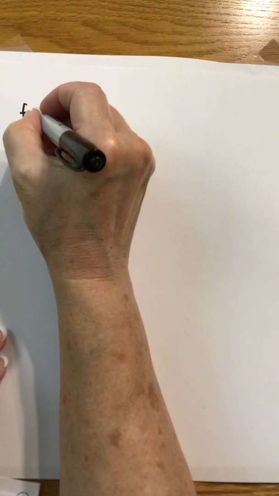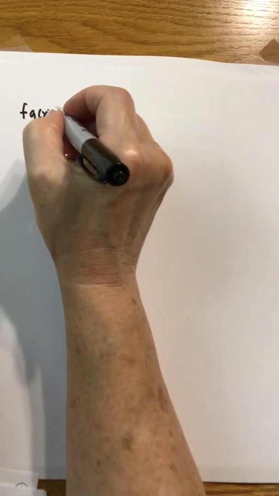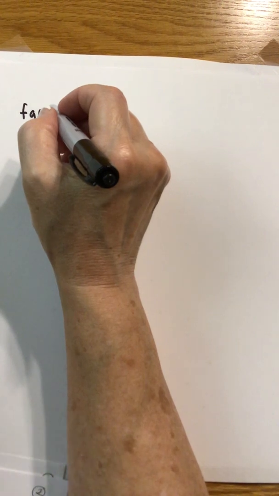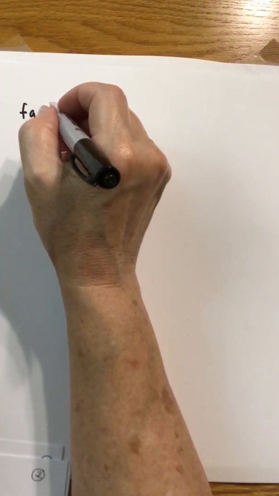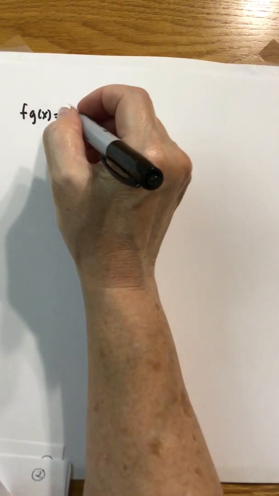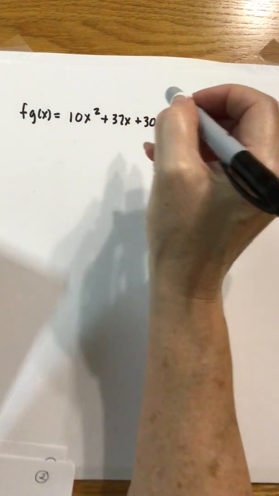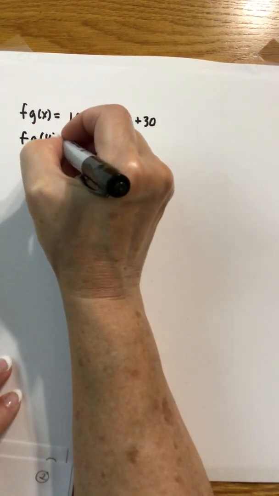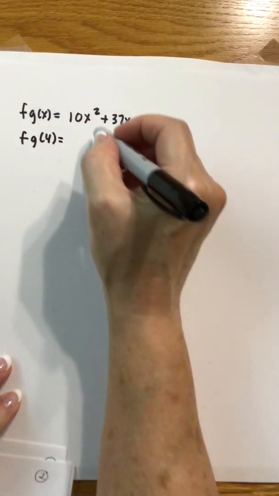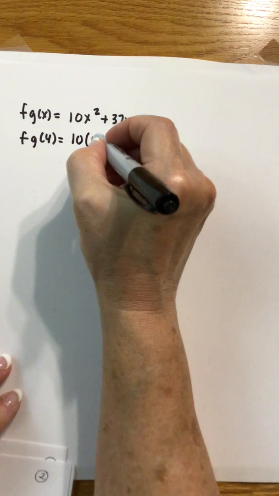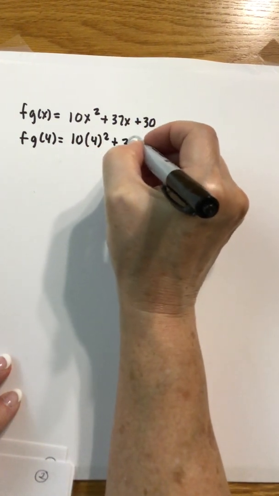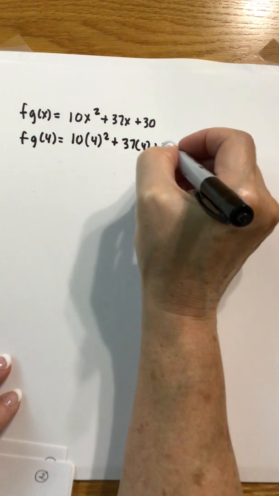All right, the next one it asks us to find is f times g of x. Now, we already said f times g of x was, let's make sure we write it down correctly, 10x squared plus 37x plus 30. So if we want f times g of 4, what are we going to do? We're going to plug in 4 for x. So 10 times 4 squared plus 37 times 4 plus 30.